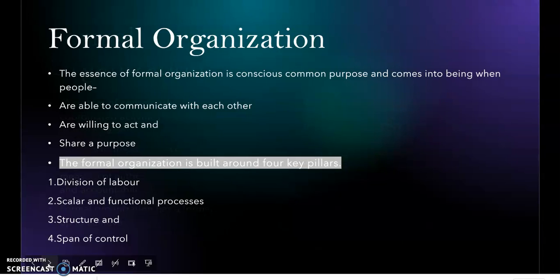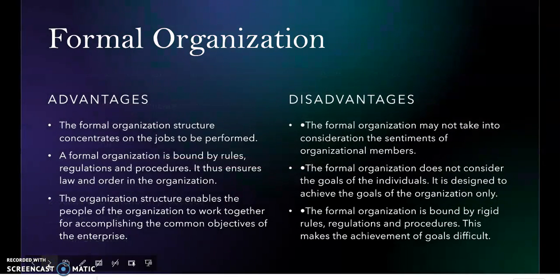The essence of any formal organization is a conscious purpose and awareness. Having that awareness for the conscious purpose, people are able to communicate with each other. They are willing to act towards it and share the same purpose. For any formal organization to be successful, it is developed around 4 key pillars: division of labor, scalar and functional process, structure and span of control. Let's understand the advantages and disadvantages of the same.